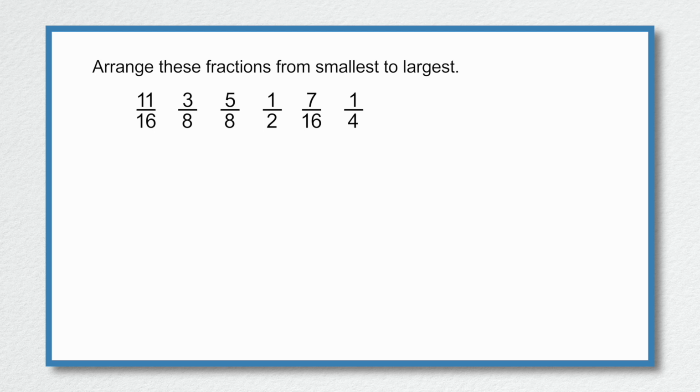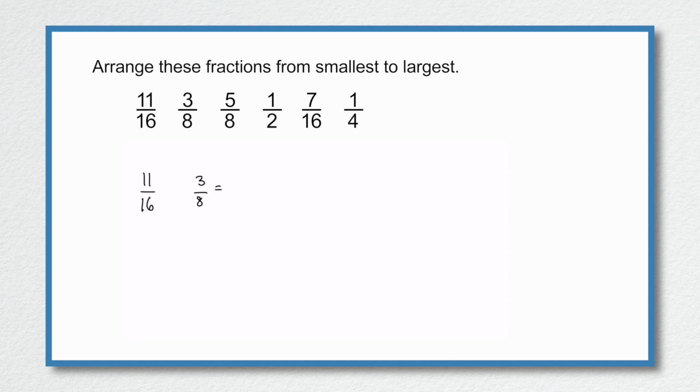I'm not going to list out the multiples this time because I'm comfortable with my multiplication tables. I know that 16 is a multiple of 2, 4, and 8, which are the other denominators. So the lowest common denominator must be 16. So let's list our set of fractions as fractions out of 16. So we have 11/16, we don't have to do anything there.